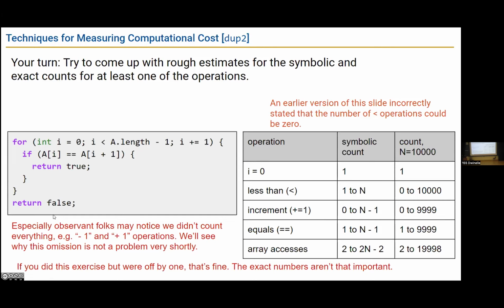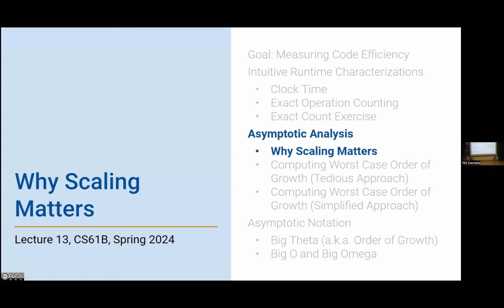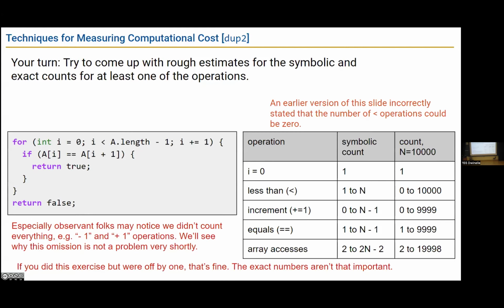So now if you did this and you were off by a few, that's fine. It doesn't really matter, these off by one errors in this case. In the grand scheme of things, one addition is like 1 nanosecond worth of time, so it doesn't really matter if you miss one or two. Any questions up to here? Yeah?